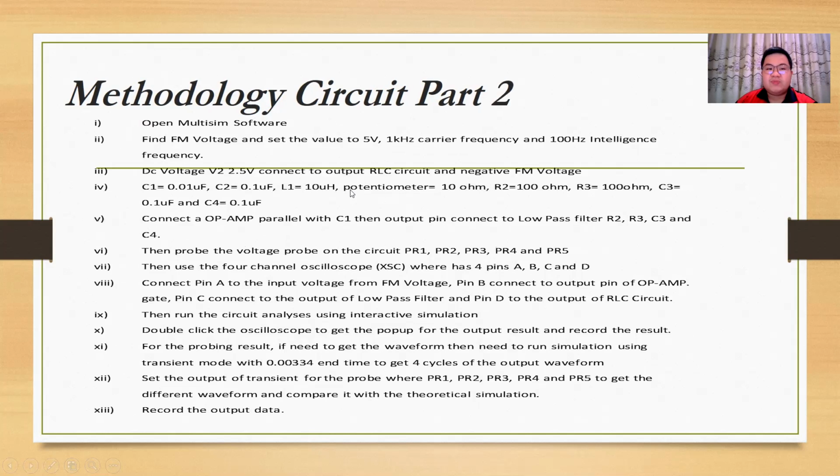Okay, for methodology part 2, all the steps are the same. The only difference is the gate. If the first one uses an XOR gate, then for the second one we change to an amplifier. In Multisim we call it OPM. Then the rest are the same. The values of the resistor and capacitor are all the same.